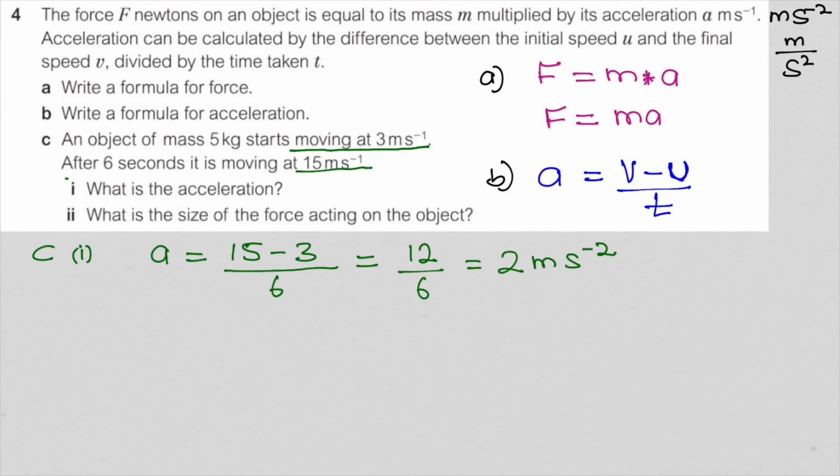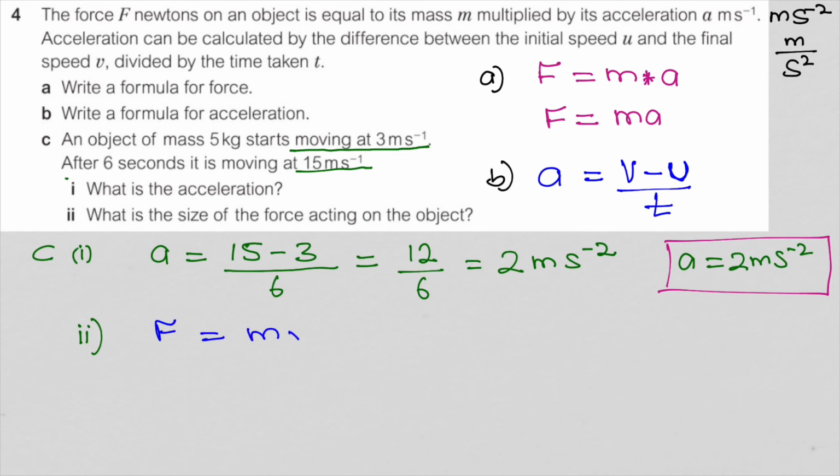So that's the acceleration. Part 2, what is the size of the force acting on the object? We know the acceleration, so we know that a equals 2 meters per second squared. So that's the acceleration there. Now we need to work out the force acting on the object. So force equals mass times its acceleration a.